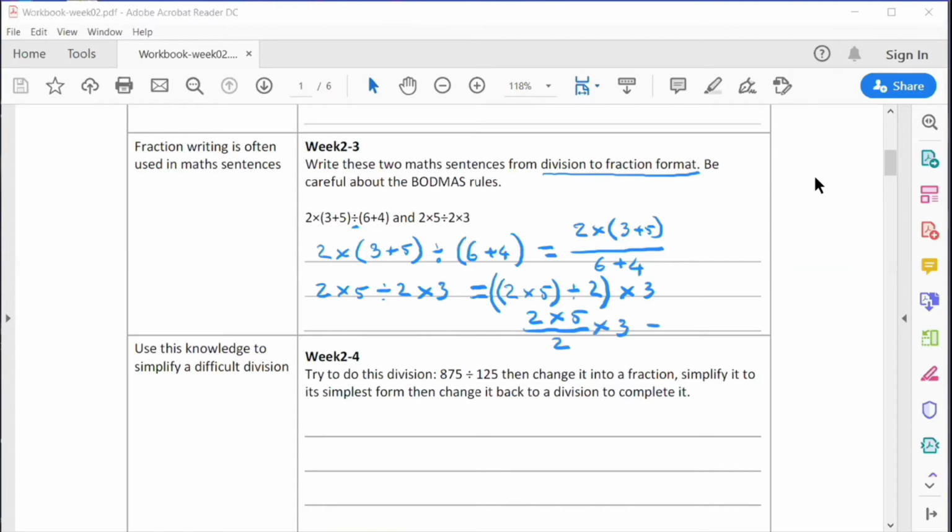And that will equal 2 times 5 times 3 over 2. Now, do you have something similar to that? Yep. Yeah, it's tricky. It's not all that simple, that one.